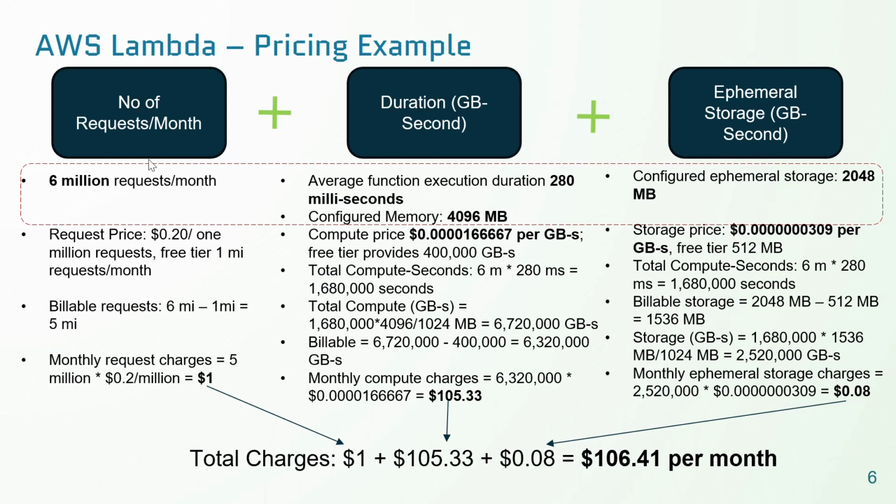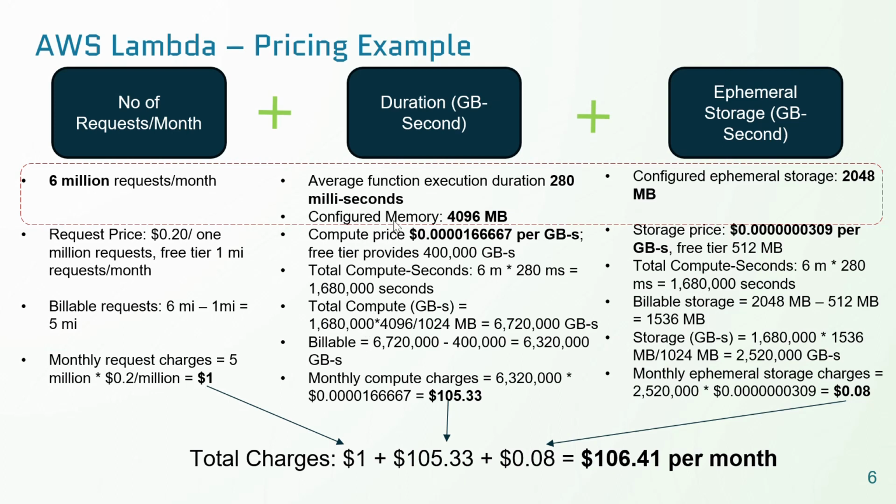First is the number of requests per month. Requests are charged at $0.2 per 1 million requests. We have a free tier of 1 million requests per month. So overall we have 6 million requests, subtract 1 million requests for the free tier, and net we have 5 million billable requests. So the monthly request charge is going to be 5 million times 0.2, which is $1.